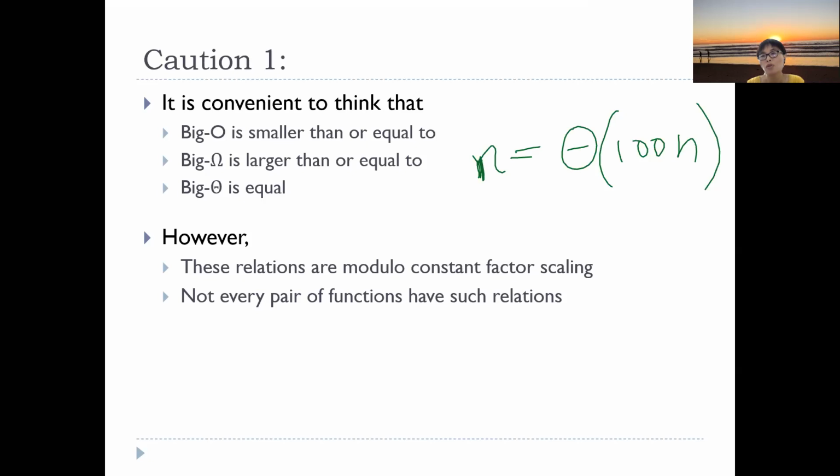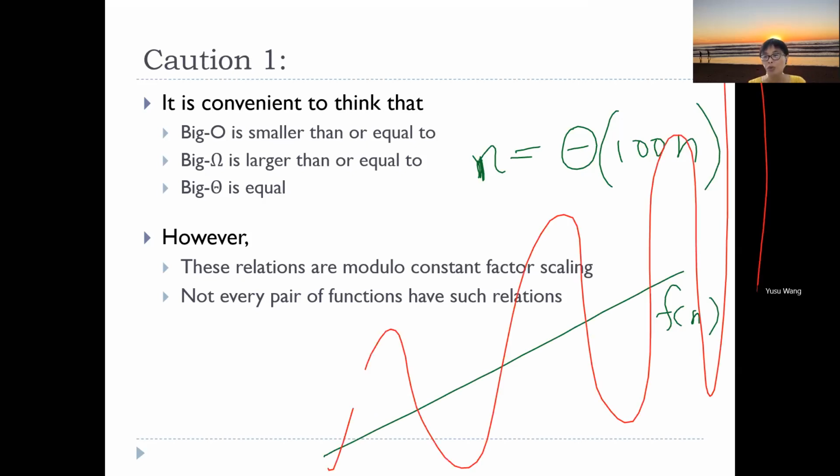Okay, but this is not true for functions. Maybe one function goes like this, that's your f of n. Maybe the other function, g of n, somehow just keeps going up and down and becomes bigger and bigger. So these two, you never really have any relation, but you don't have to have this asymptotic relation between two functions.